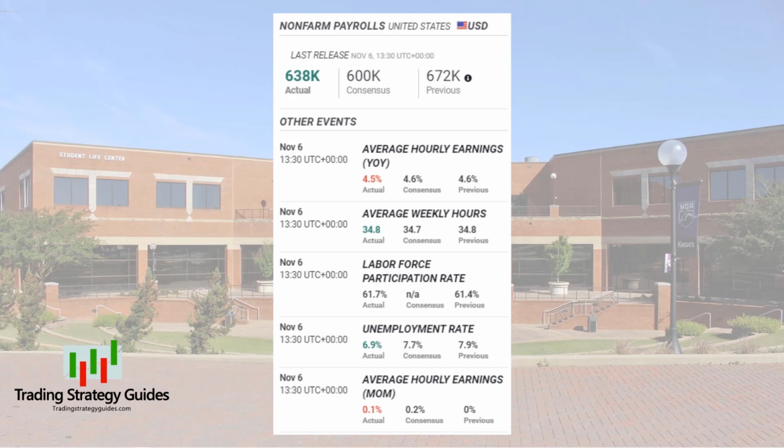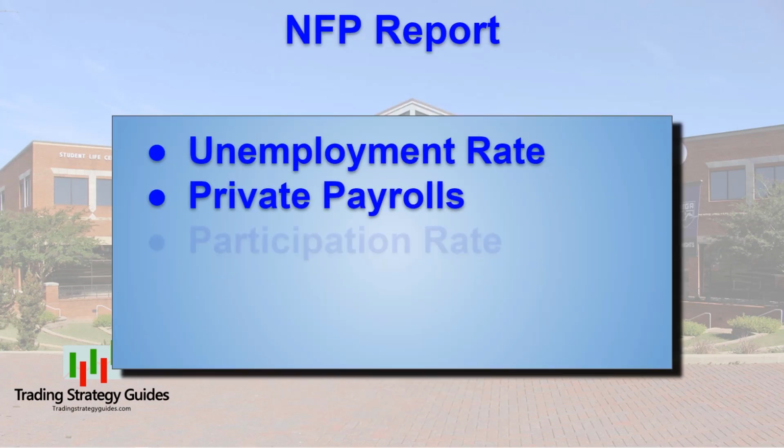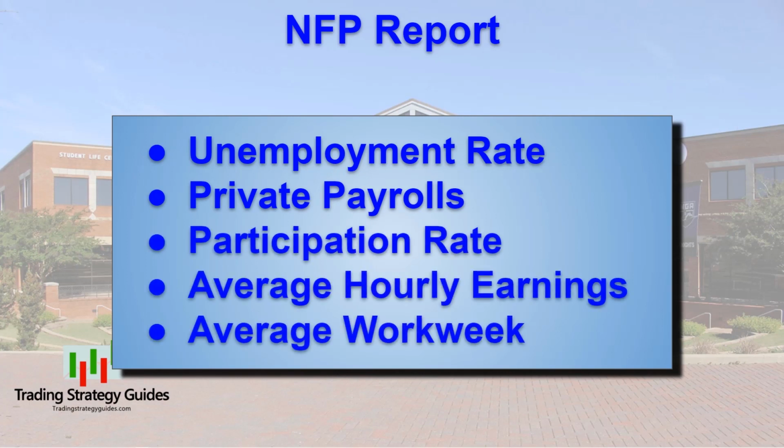So first you need to understand how to properly read the NFP report. Here's an example of one. The typical NFP report will include more than just the non-farm payrolls. The non-farm payrolls report also measures the month-to-month change of the unemployment rate, private payrolls, participation rate, average hourly earnings, and the average work week. Usually leading up to the actual NFP release, there is going to be a consensus view forecast of what the NFP numbers should be. This consensus will be put forth by economists.